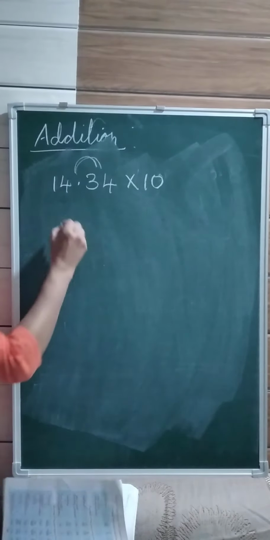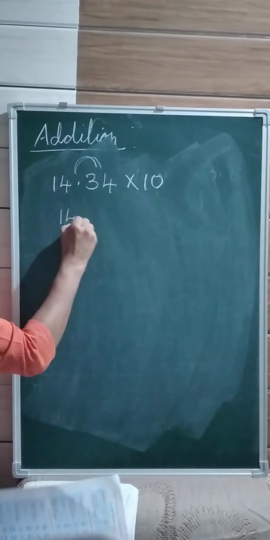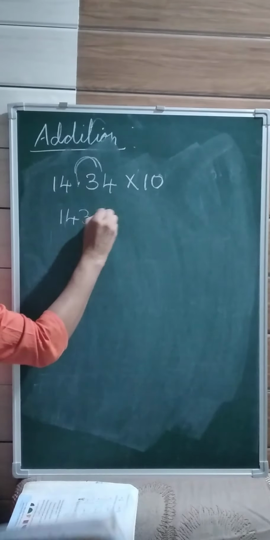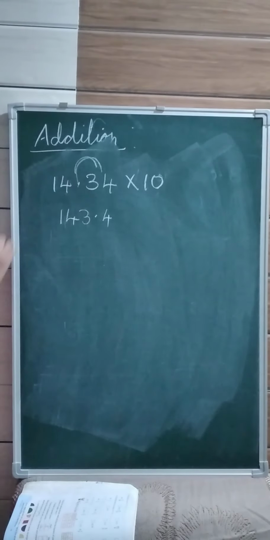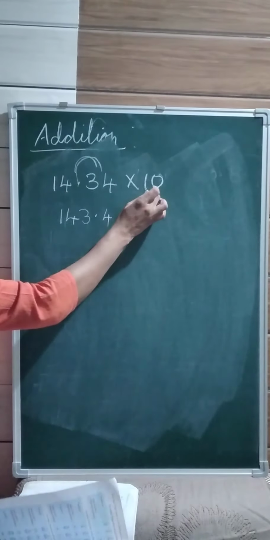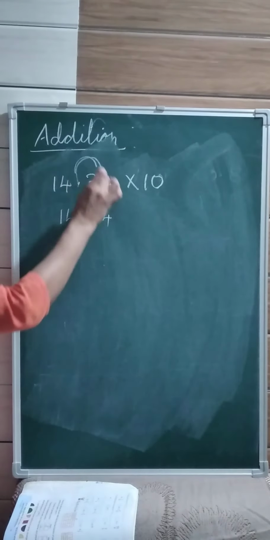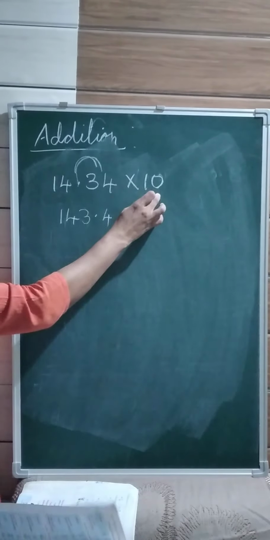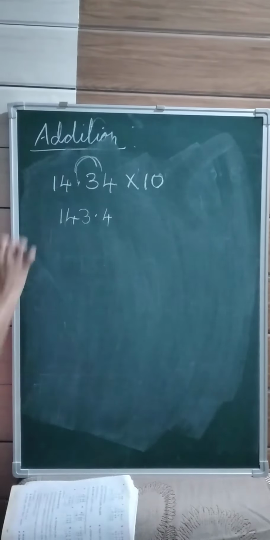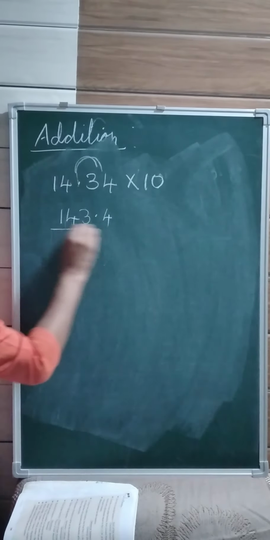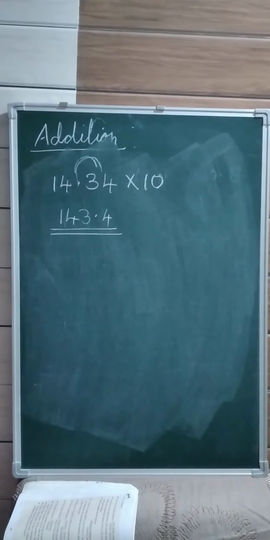Okay, 1 skip. So the decimal point moves. I am skipping here. So 143.4. For multiplication, we are moving forward. According to the number of zeros, that many places we have to skip. Okay, one zero is here, so one place we have to jump, one place we have to skip. Then the answer is 143.4.